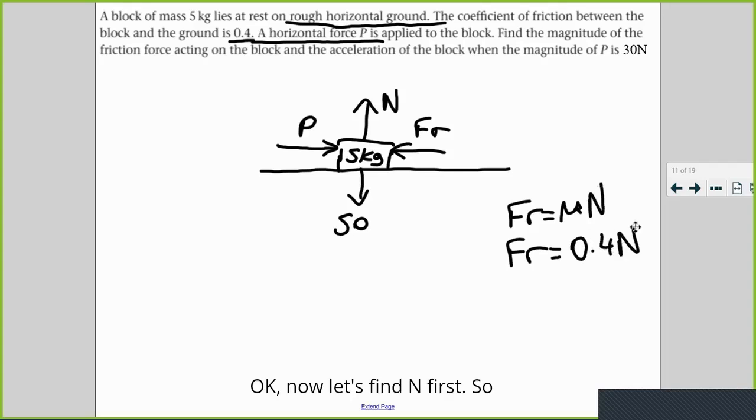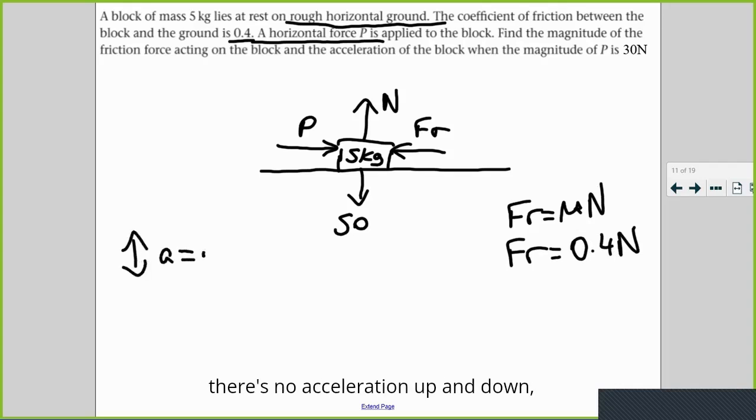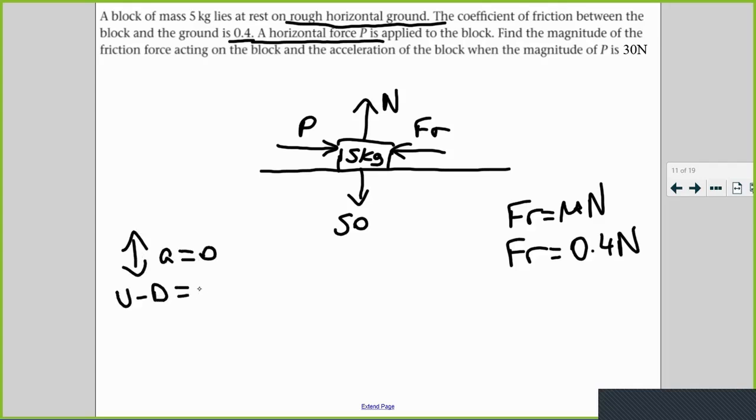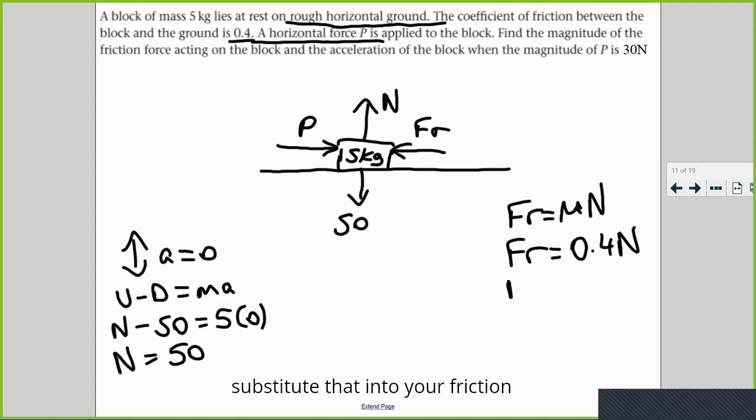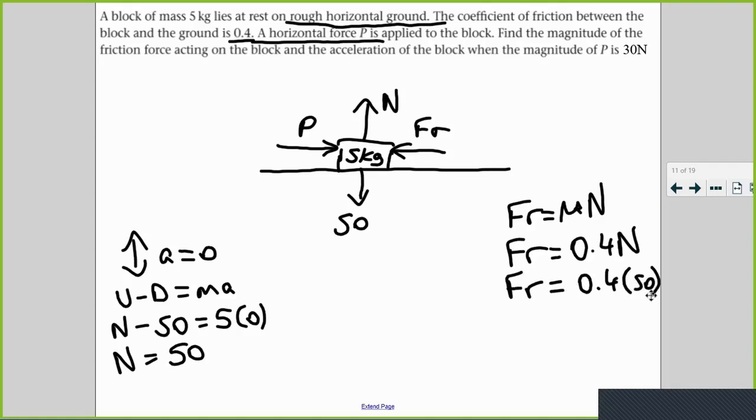Okay, now let's find n first. So remember, this is horizontal motion, so there's no acceleration up and down, right? So your normal reaction is 50. You substitute that into your friction formula, right? So friction will be 20, okay?